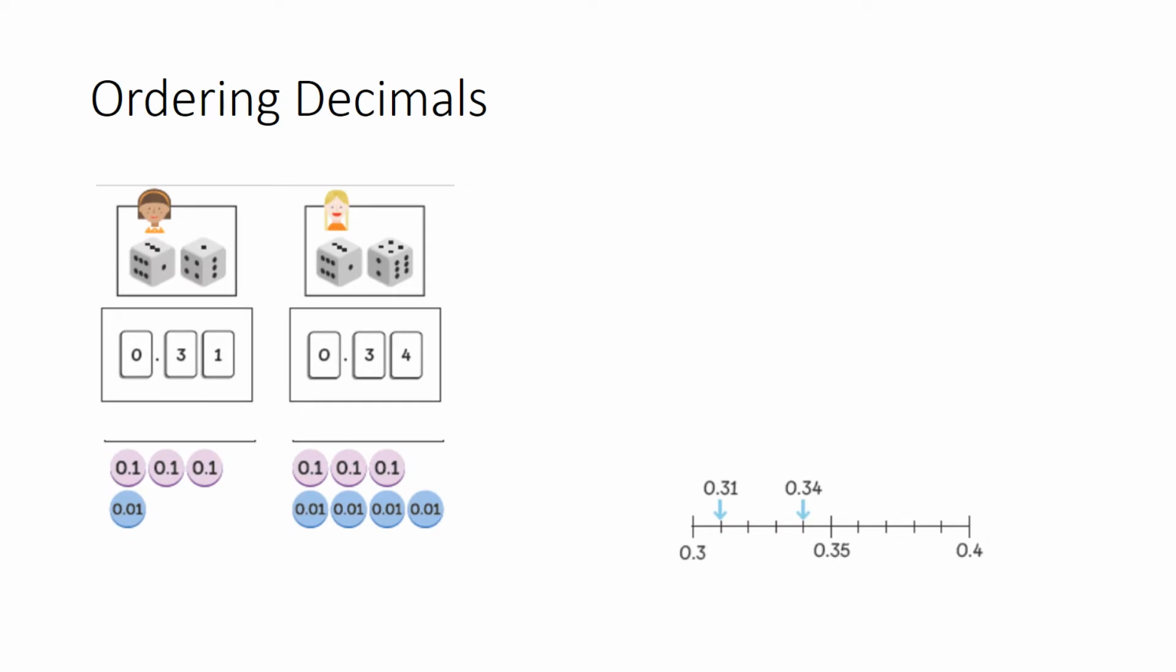Let's have a look. So here we have 0.31, 0.34. Now what Amna and Peggy have done to prove their point is they have got some counters, some tenths counters. So we've got 1, 2, 3 tenths, and they've got a hundredths counter, 1 hundredth. Peggy has got 1, 2, 3 tenths, and she's got 1, 2, 3, 4 hundredths. Who's got the most counters? It's Peggy, isn't it? And if we put that on a number line, we can see that yes, Amna's right. 0.34 is bigger than 0.31.